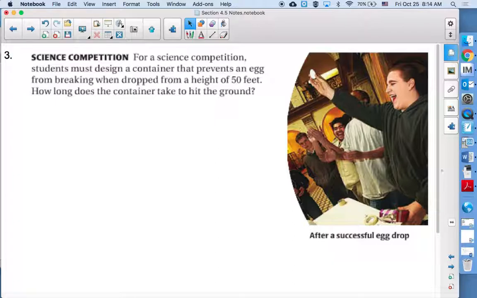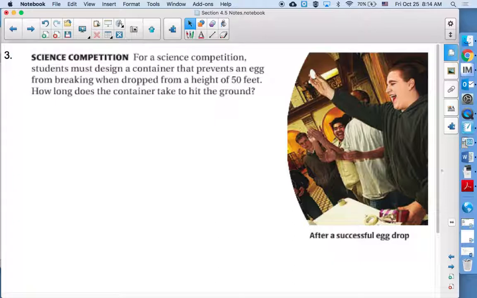So we have the same thing here. Science competition, students have to design a container that prevents the egg from breaking when it's dropped from a height of 50 feet. How long does the container take to hit the ground? And there's a little guy over there who looks pretty excited. His egg must have been okay. So see if you can plug in the information and figure out the time that it takes for the egg to hit the ground. I guess we don't know if it survives or not.